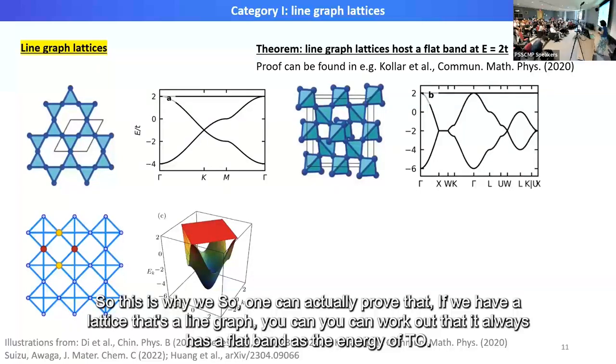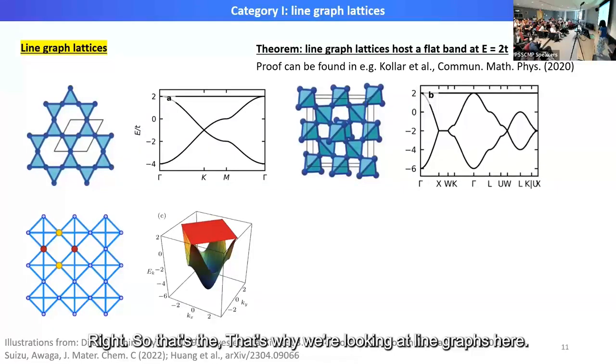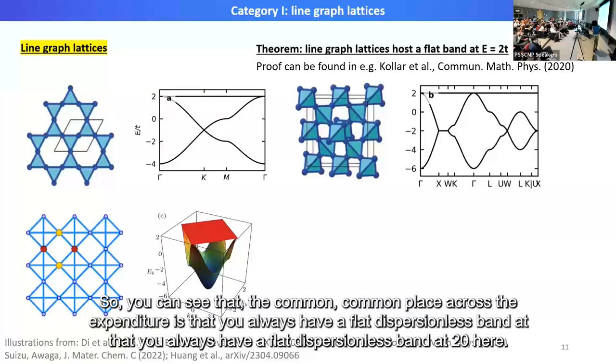One can actually prove that if we have a lattice that's a line graph, you can work out that it always has a flat band at the energy of 2t. Again, I'm not going to go into the proof today, but I'll give you some pictures of how to think about those flat bands. That's why we're looking at line graphs here. So here I'm showing you the simple tight binding dispersions of the Kagome, the pyrochlore and the checkerboard lattices. You can see that a common feature across all these band dispersions is that you always have a flat dispersionless band at 2t.